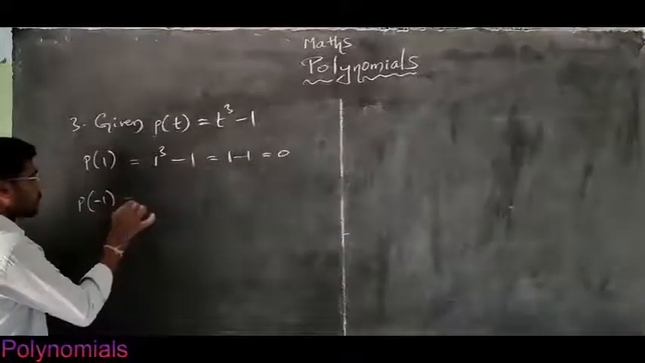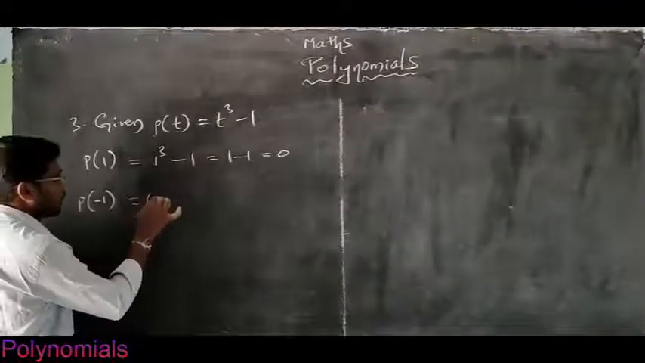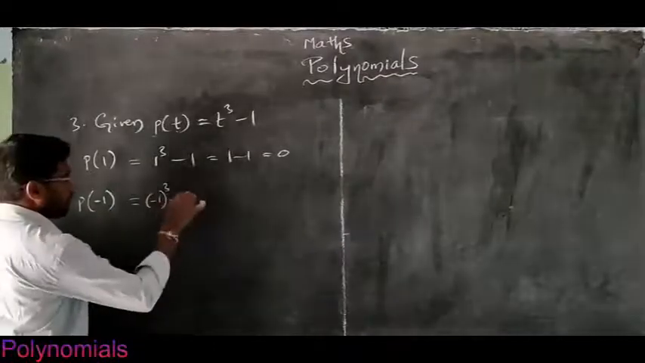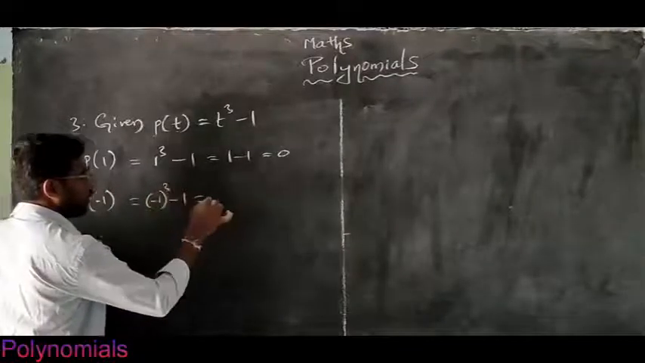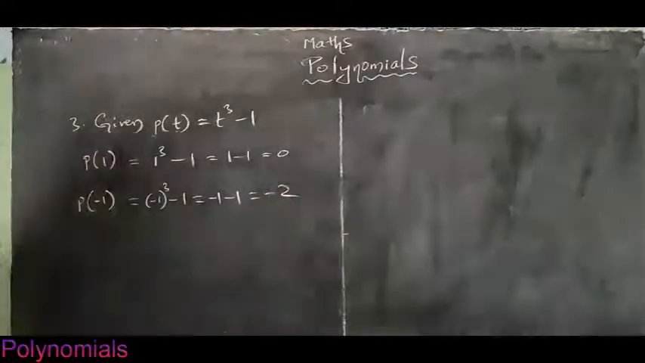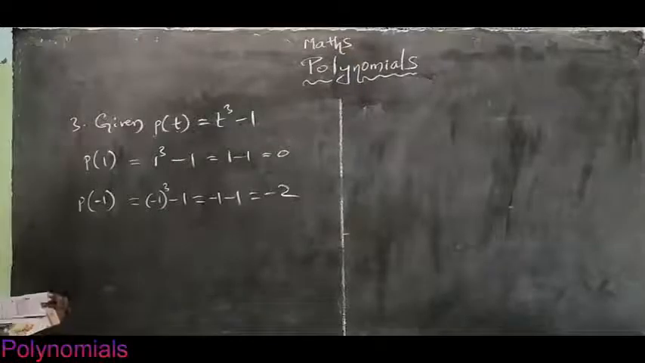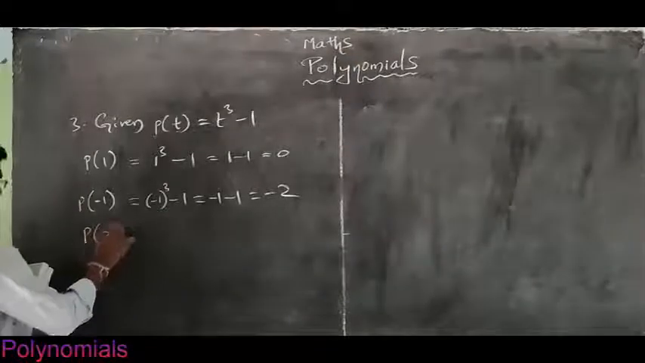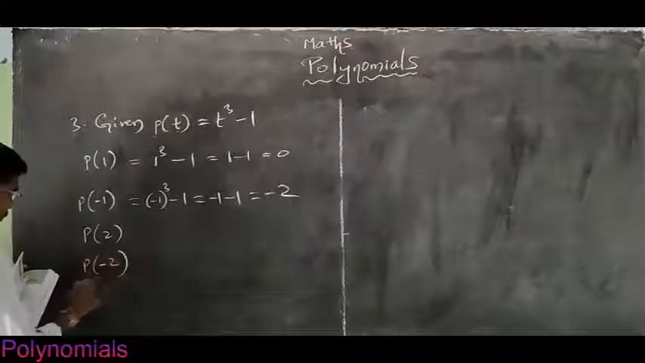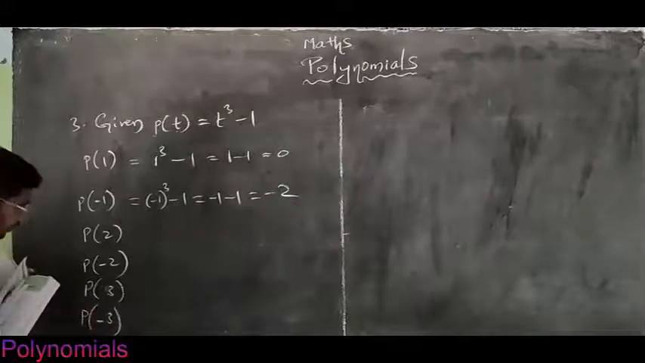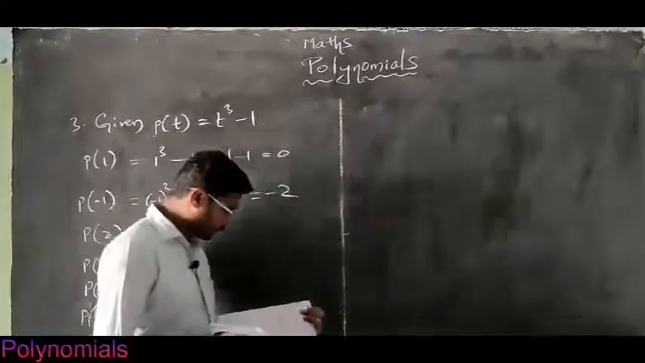In the same way, if I substitute t equals minus 1, minus 1 cube minus 1, how much will you get? Minus 1 minus 1, minus 2. Next, in the same way you do P of 2, P of minus 2, P of 3 and P of minus 3. These four you do yourself.